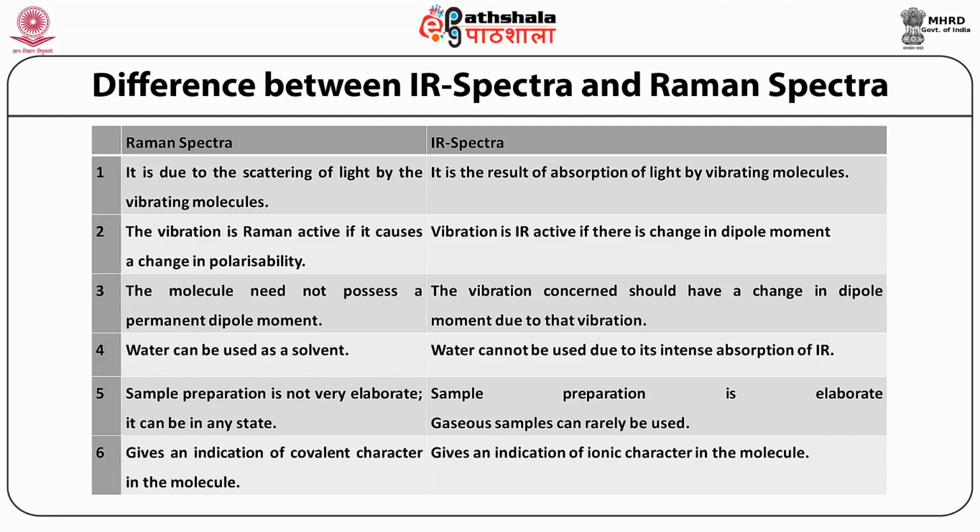Water can be used as a solvent for Raman, while water cannot be used for IR due to its intense absorption. Sample preparation is not very elaborate; the sample can be of any state while performing Raman spectra, whereas in IR sample preparation is elaborate. Gaseous samples can rarely be used in case of IR spectra. Raman spectra give an indication of covalent character in the molecule, while IR gives an indication of ionic character in the molecule.